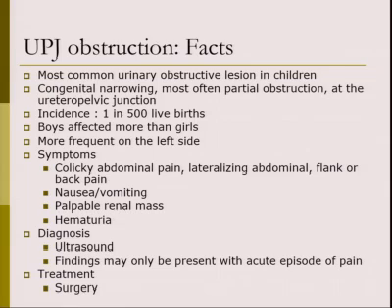The incidence is 1 in 500 live births. Boys are affected more than girls, and it's more frequently found on the left side. The symptoms associated with UPJ obstruction are colicky abdominal pain, lateralizing to the back or flank, sometimes associated with nausea and vomiting, a palpable renal mass, and hematuria. It's diagnosed by ultrasound, and again, the findings may be present only with an acute episode of pain, and the treatment is surgical.